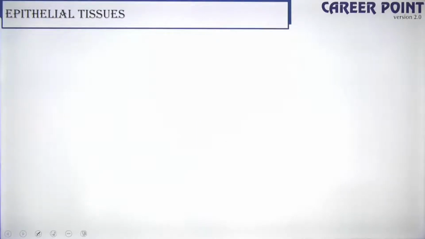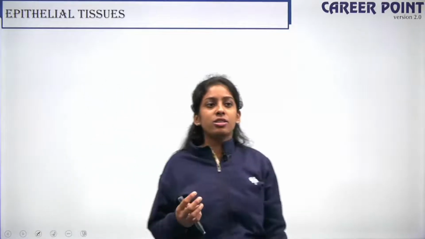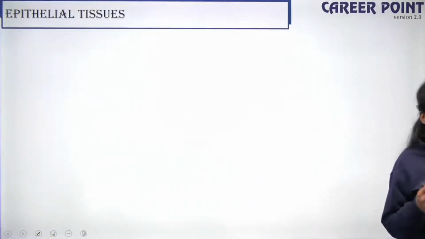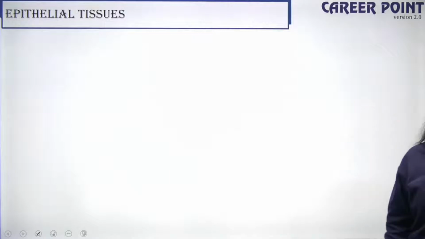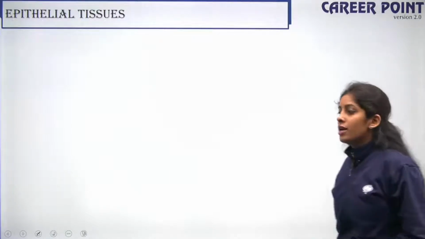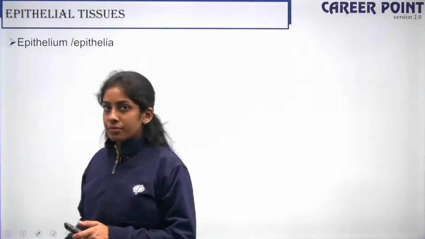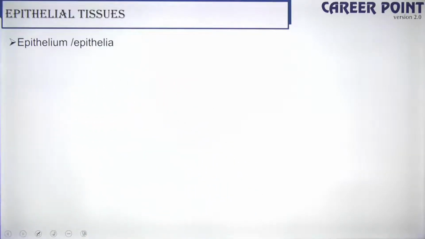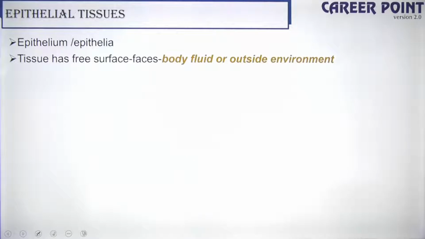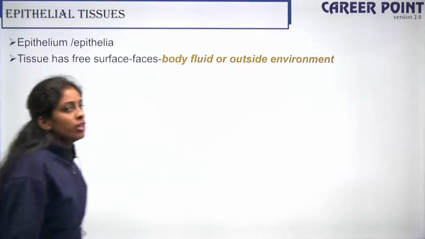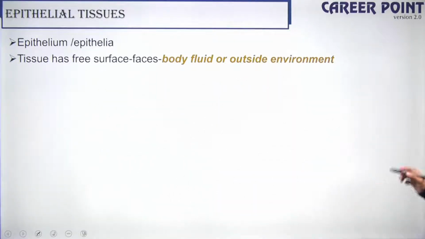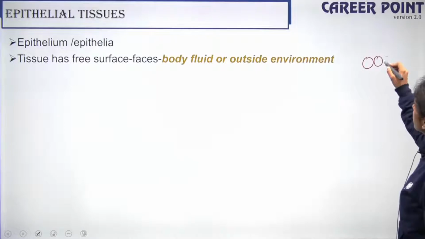Going forward, first we'll start with epithelial tissue. Once again, what are the four types of animal tissues? Epithelial, connective, muscular, and neural. First we are going to talk about epithelial tissue. Pay attention because it is a huge classification. Cells make up a tissue. The cells of this tissue are called epithelium or epithelia. The tissue has a free surface. It can either face the body fluid or the outside environment. So what is a tissue? It's a group of cells. For example, I have a group of cells here.